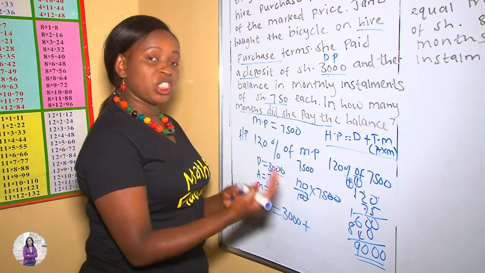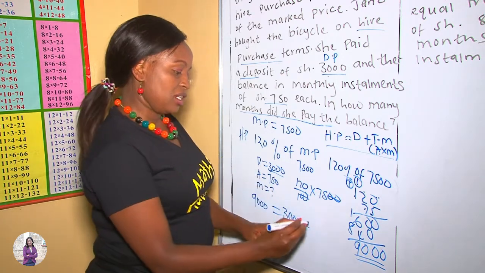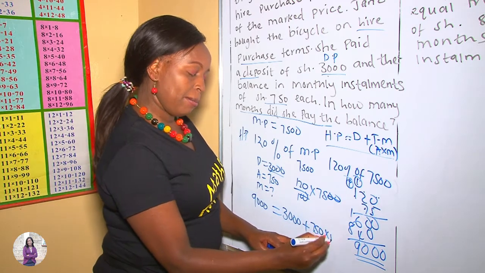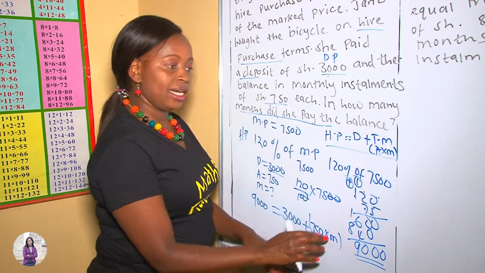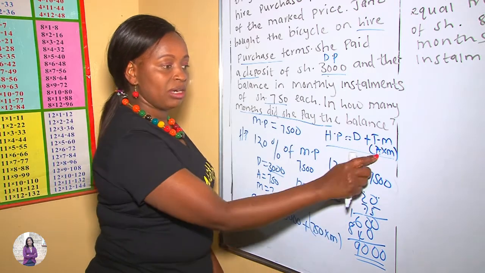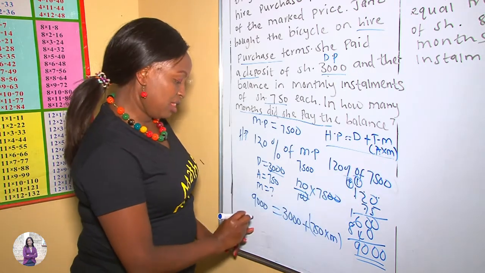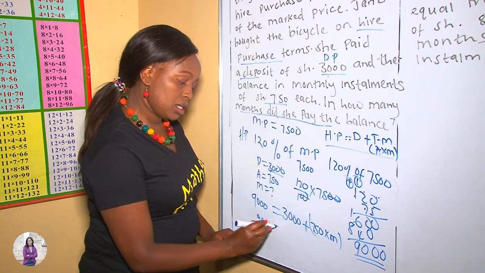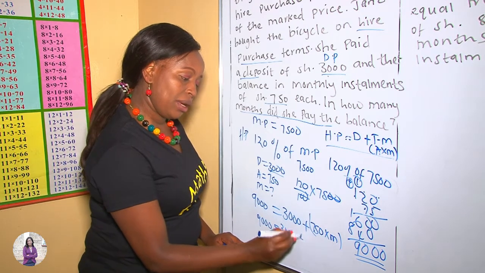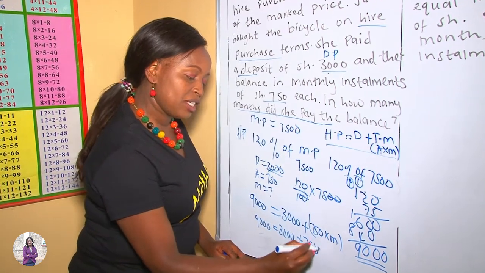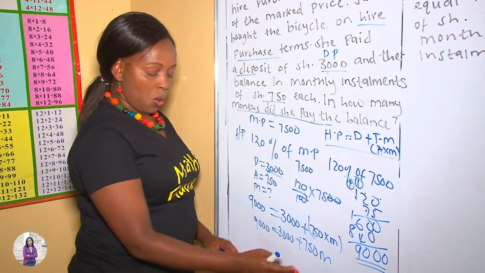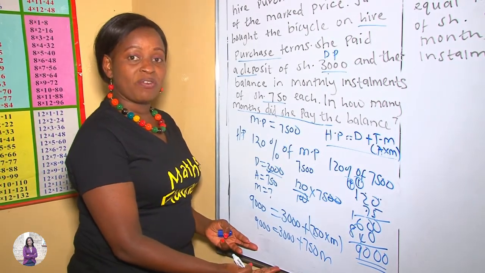Therefore, we are going to be guided by algebra. That is 750 times m. And by this, we will have gotten total monthly installments, which is the amount times the number of months. So 9,000 is equal to 3,000 plus 750 m.